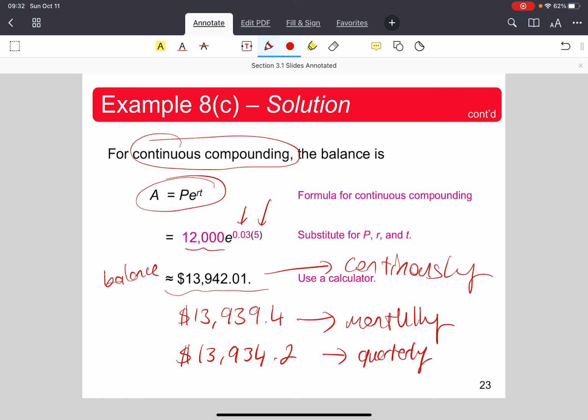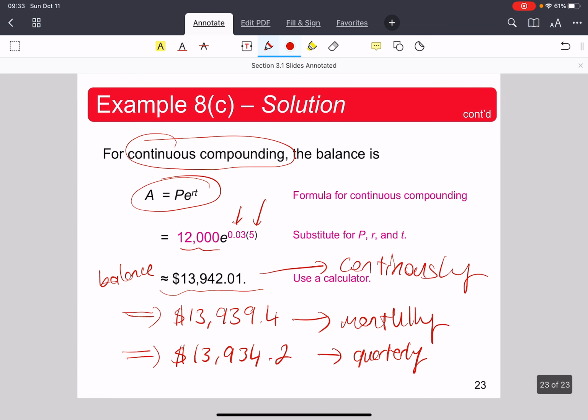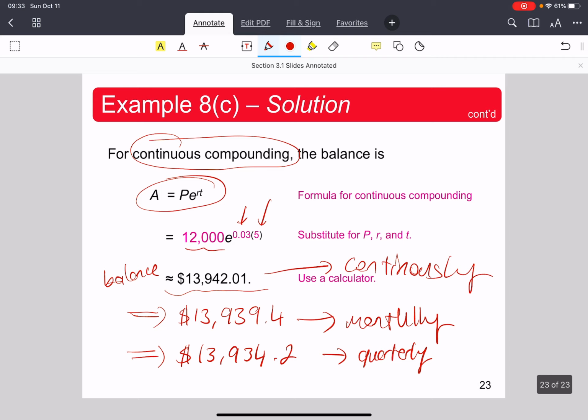So you guys realize you get the most out of your money when you do continuously compounding interest. But when you do monthly interest, you're getting this much money. If you do quarterly interest, which is the least of all of them, it's going to be a smaller amount. It's not going to make too much difference for your investment, but depending on how much you're investing, it might make a difference. All right, so that's going to be all for this video, and I hope you guys enjoyed learning about exponentials.